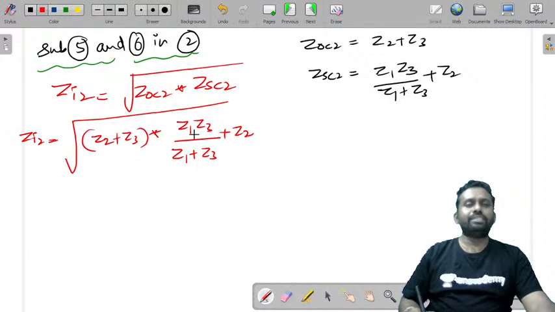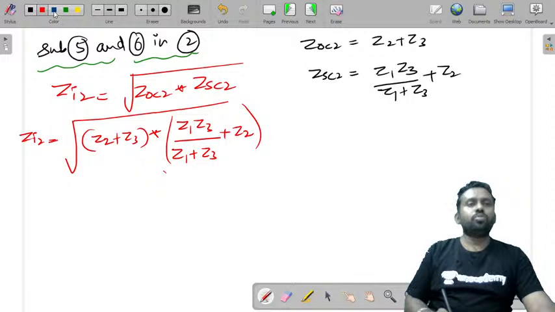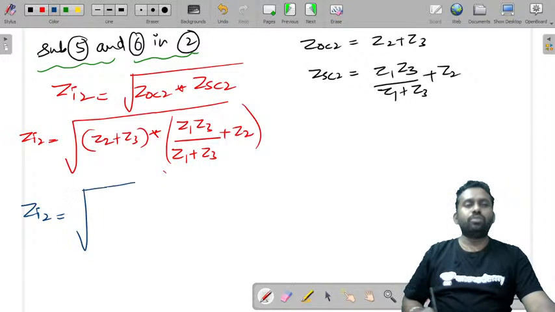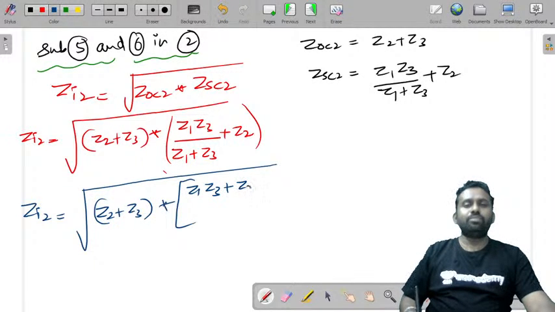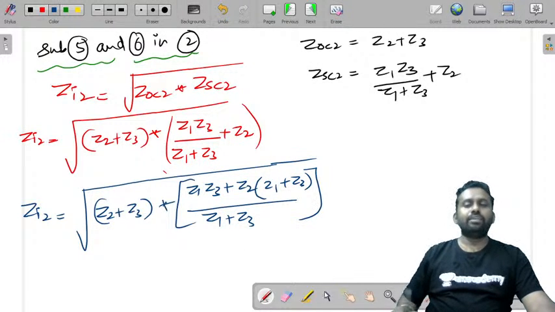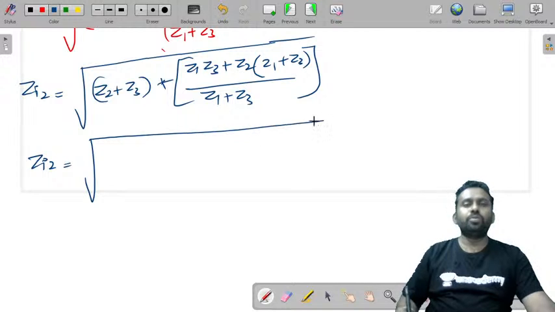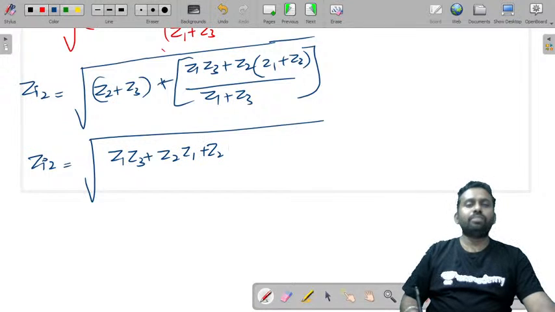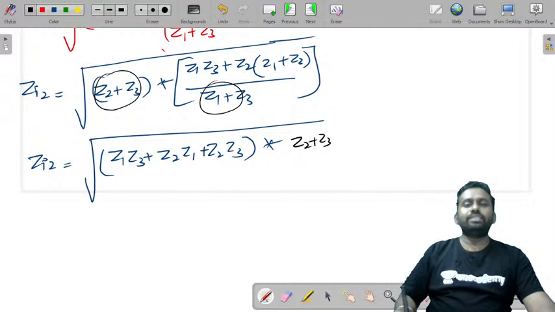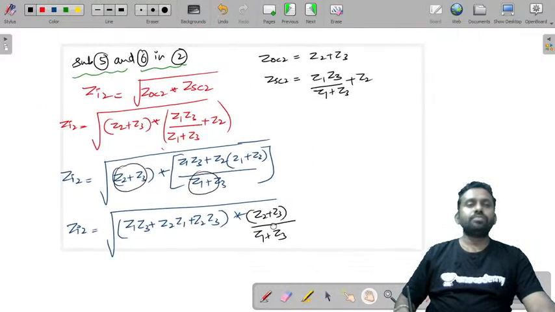Now let's take this LCM in this part. So we can write this as Zi2 is equal to root over Z2 plus Z3 into, this is Z1 Z3 plus Z2, if you take LCM, Z1 Z3 by Z1 plus Z3. This is under the root. Now let's try to simplify this further as Zi2 is equal to root over, I'm just multiplying these inside, I'm writing it as Z1 Z3 plus Z2 Z1 plus Z2 Z3 into, I'll write these two terms separately, that is Z2 plus Z3 by Z1 plus Z3. So this is the value of Zi2.